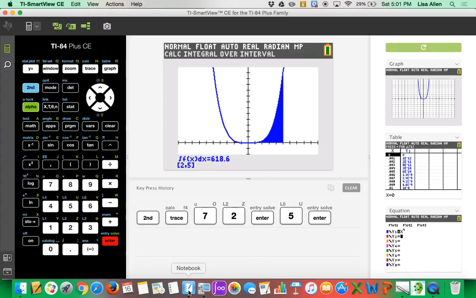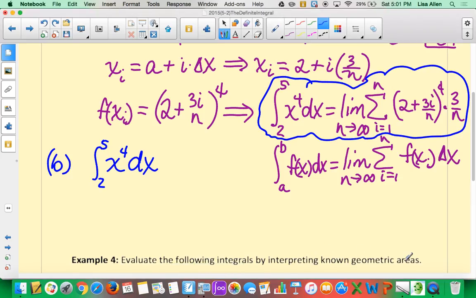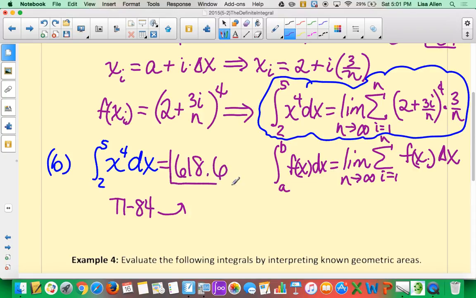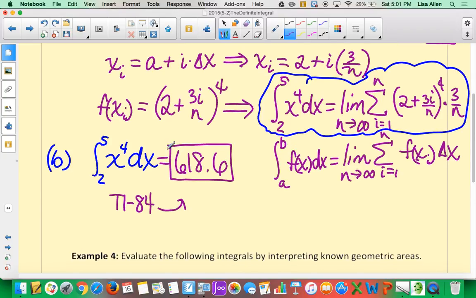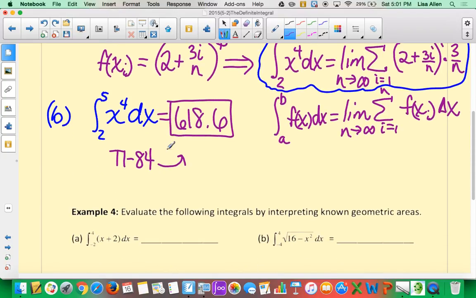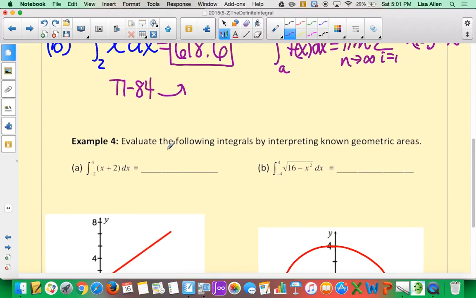And you see that down in the lower left-hand corner, and it says on the interval from 2 to 5. So we'll go back to our notes. And by the TI-84, you may have a Casio, or maybe you have an 83, but it should be similar steps here. 618.6 would be the answer. So a definite integral will be a number if you have numbers in the lower and upper limits.